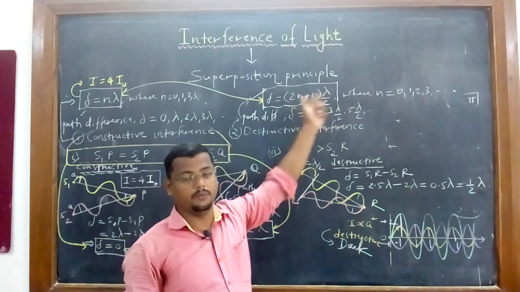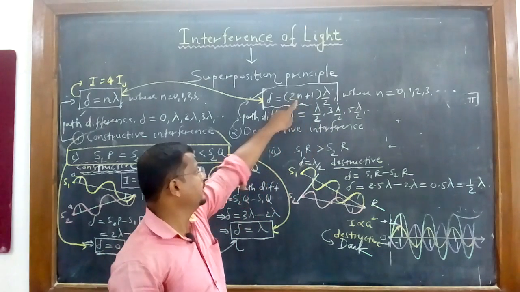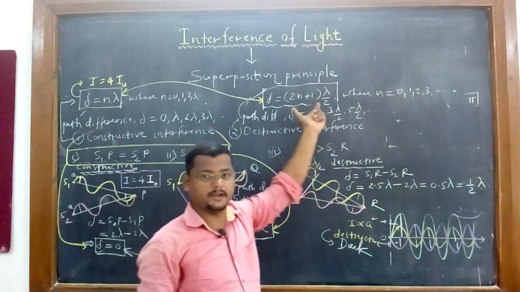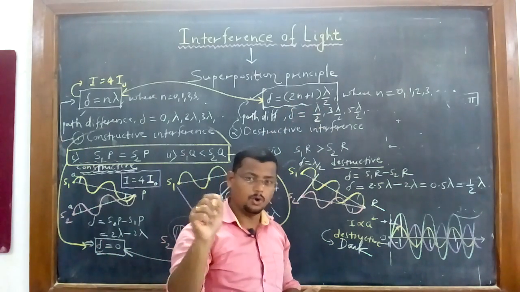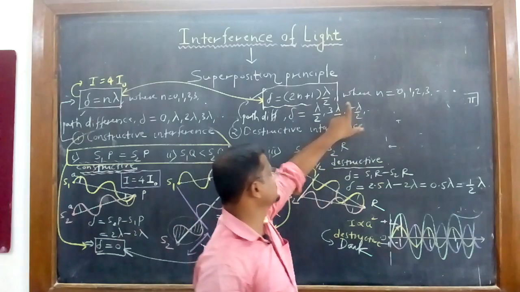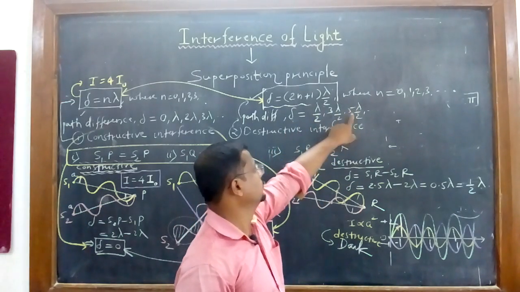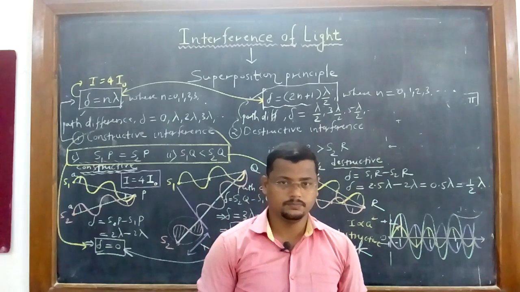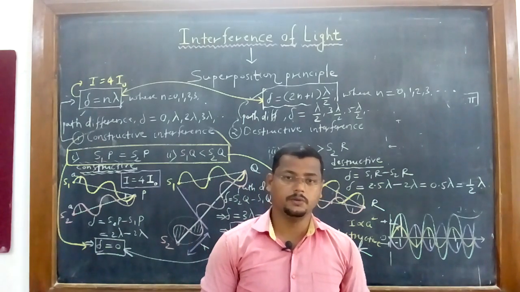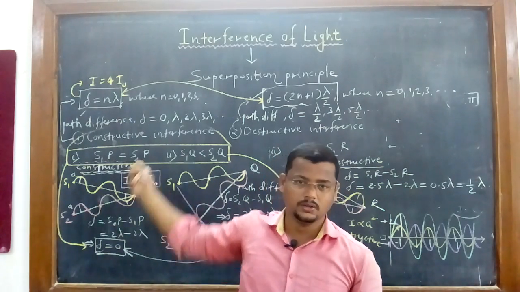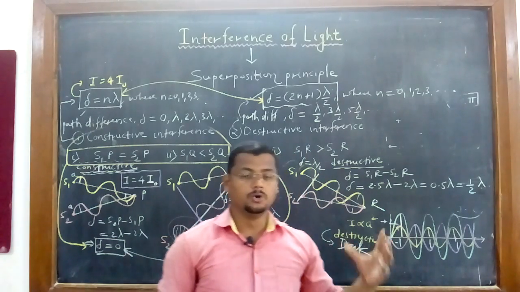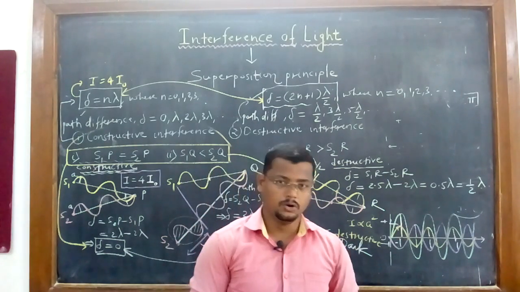Why is it an odd multiple? Because whatever value of n you keep here, 0, 1, 2, 3, 4 and so on, this bracket term is going to become odd only. That's why these numbers are 1, 3, 5, 7 like this. I hope you have followed these two conditions. The two waves are said to interfere constructively if delta is equal to n lambda. They are said to interfere destructively if delta is equal to (2n+1) times lambda by 2.